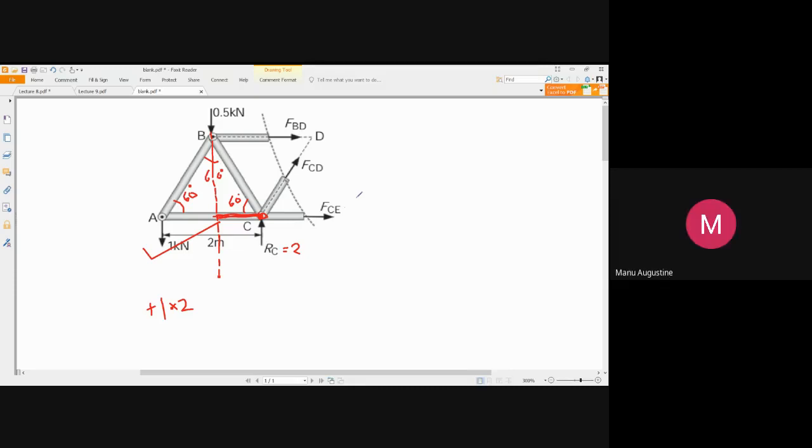1 meter, sir. 1 meter. Because of symmetry, since these two angles are same, so if I draw a perpendicular bisector starting from the top vertex, this must bisect this bottom line into two equal parts. This is a simple geometric interpretation. So what I will do is I will take this distance of this force from point C as 1 meter. So now tell me, what is the moment of 0.5 kilonewton?